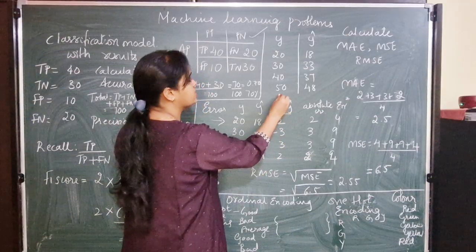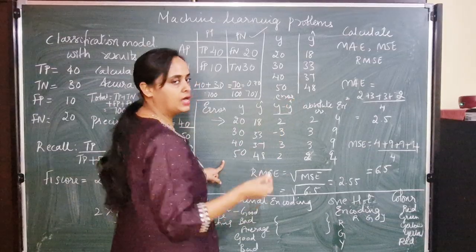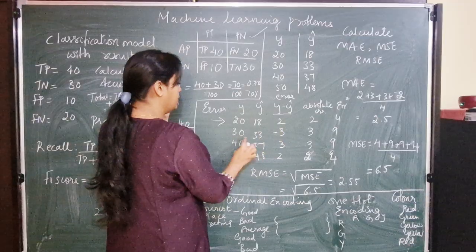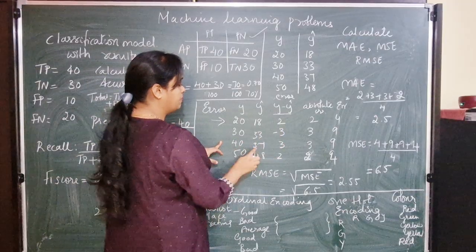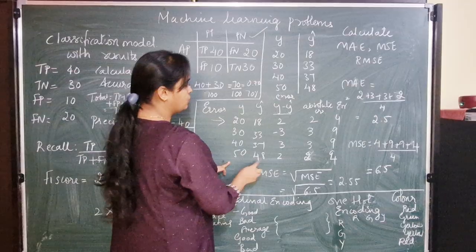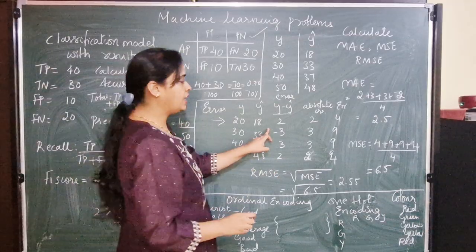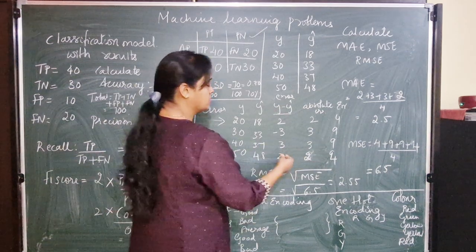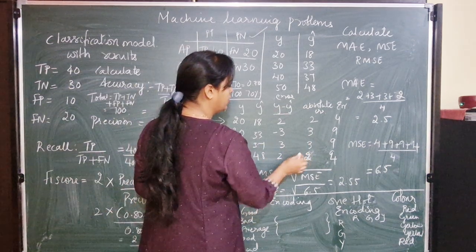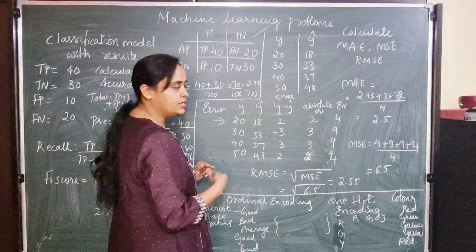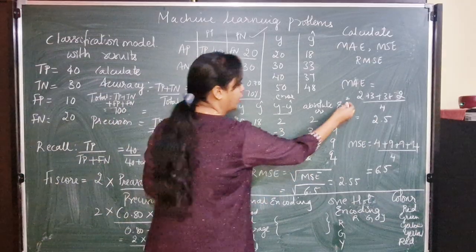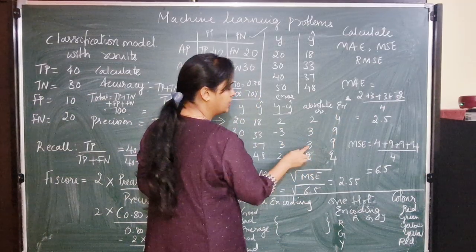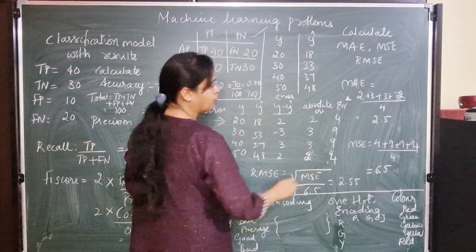Therefore, the error is nothing but the difference between actual value and predicted value. 20 minus 18, 2. 30 minus 33, minus 3. 40 minus 37 is 3. 50 minus 48, 2. If this is the error, absolute error is nothing but ignoring the signs and rewriting it as it is: 2, 3, 3, 2. So we ignore the minus sign. Next step is whatever error we have got, square it and keep it ready. 2 square is 4, 3 square is 9, 3 square is 9, 2 square is 4.